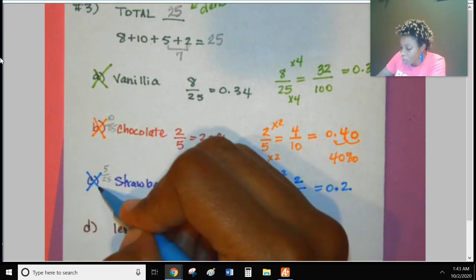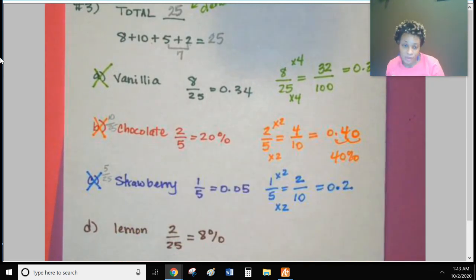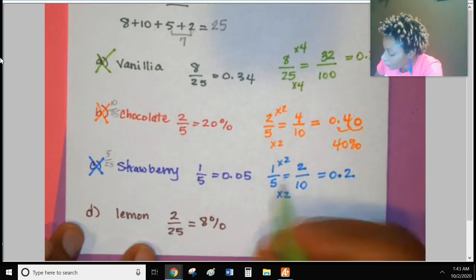It's not strawberry. So at this point, we're like, it has to be lemon, right? Just by process of elimination. Well, we want to make sure that we check and verify that it's lemon, because we could have done something wrong in all the other ones, right? So we always want to check. So 2/25.